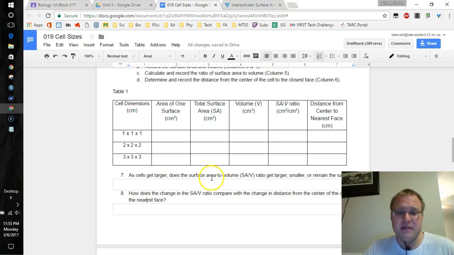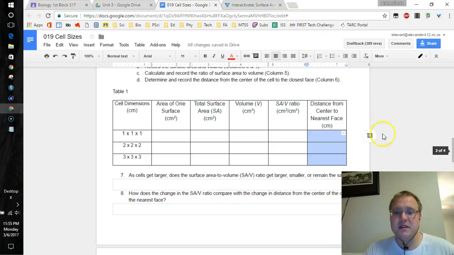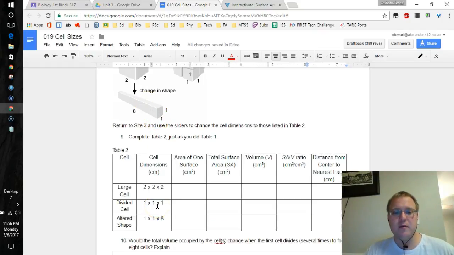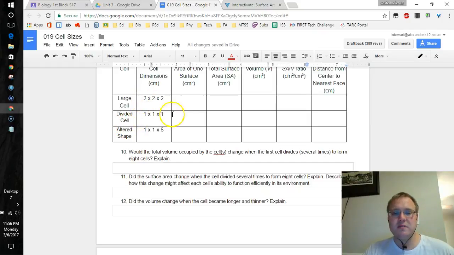And there are questions 7 and 8, referring directly to your data here. Does the surface area to volume ratio get smaller, larger, or stay the same? And how does it compare with the change in the distance from the center to the nearest face? All right, so part 3, we're back at that same app, but we're completing a different table. This time, we're completing a large cell, a small cell, and a cell that's got an altered shape, and comparing the shape of a cell. You've already done these two in the previous table. We're adding an altered shape in this table.